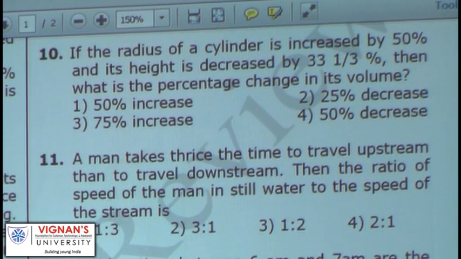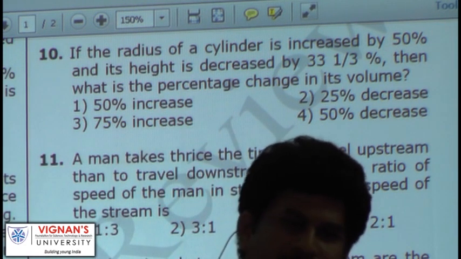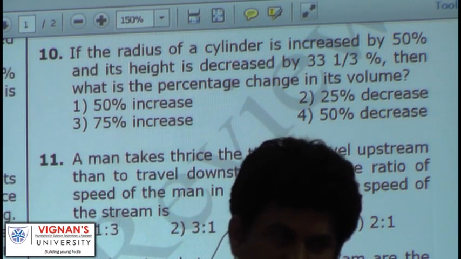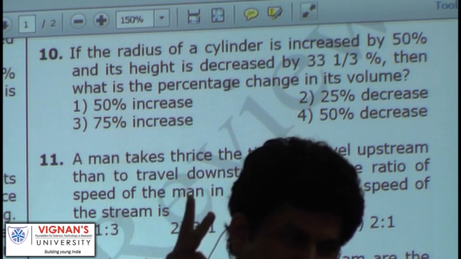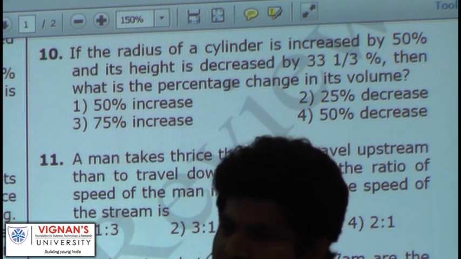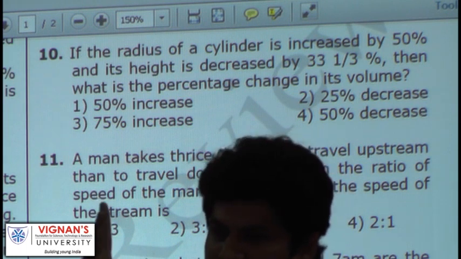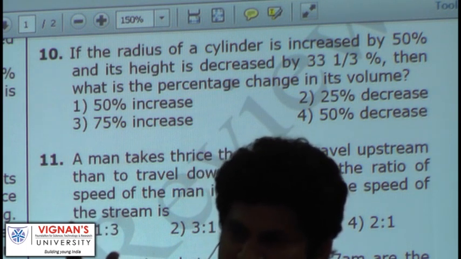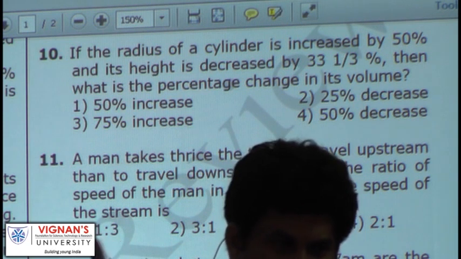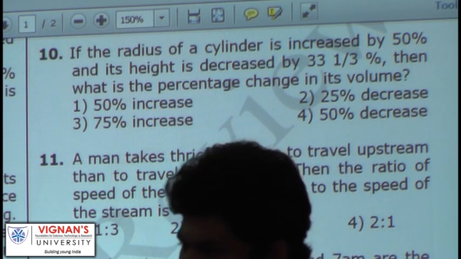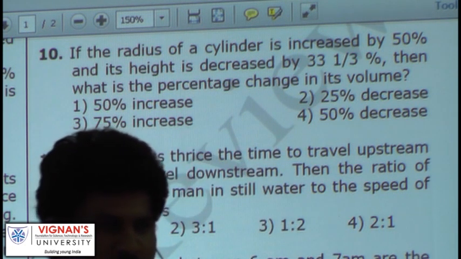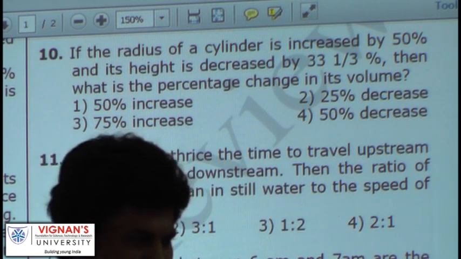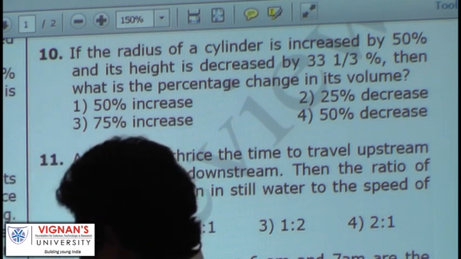Where is r square? What is it? Cylinder. What is the volume of a cylinder? Pi r square h. The parameter radius is used 2 times, r square. So any change in that particular parameter should reflect 2 times. So the 50% increase will be applied 2 times. The 33 1/3% decrease will be applied only once. So the net effect will be, if you start with 100, you end up with 150. So 50% increase in volume. Next one.